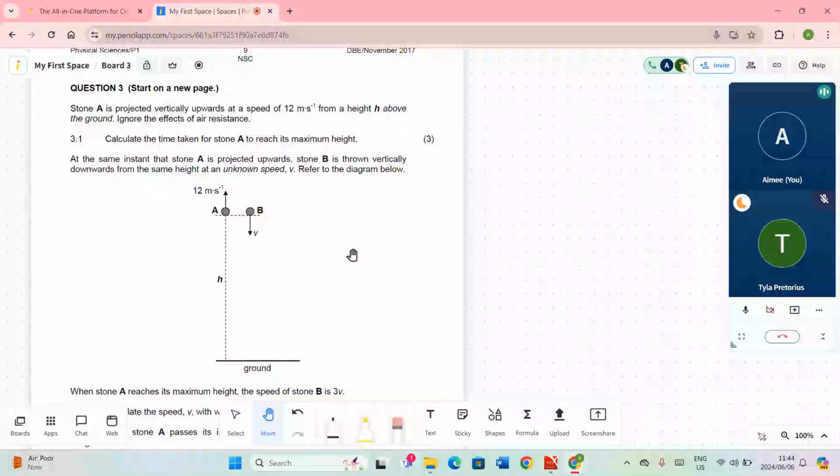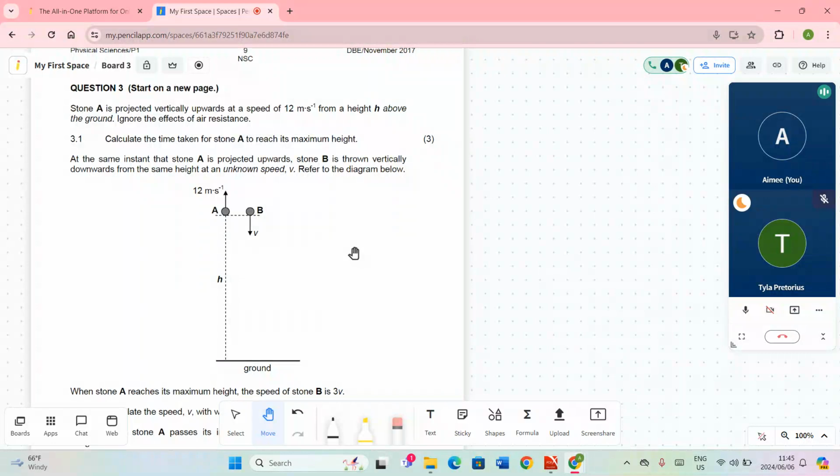Let's keep moving. Question 3. Stone A is projected vertically upwards at a speed of 12 meters per second from a height h above the ground. Ignore the effects of air resistance. 3.1. Calculate the time taken for stone A to reach its maximum height.